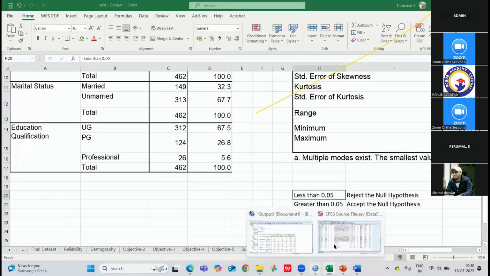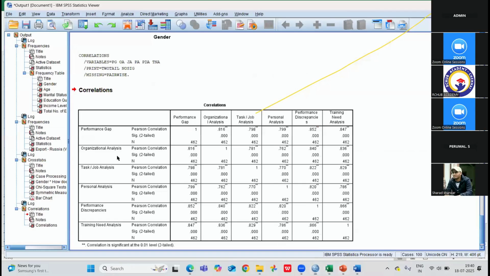The null hypothesis is there is no significant relationship between performance gap and organization analysis. There is no significant relationship between performance gap and task job analysis. There is no significant relationship between performance gap and personal analysis. This is my hypothesis.